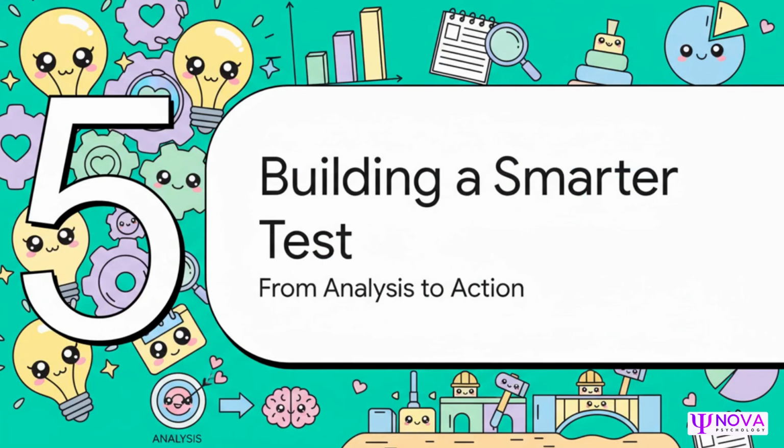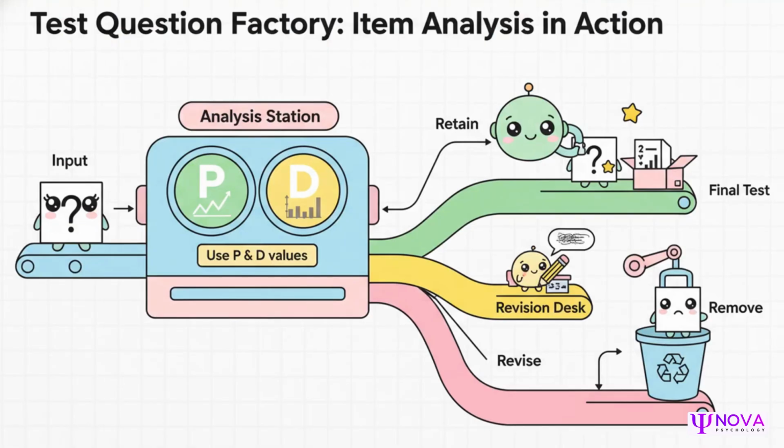So let's wrap this all up. How do we take this cool analysis and turn it into real-world action? How do we actually build that smarter, fairer, more effective test we've been talking about? Ultimately, this whole process comes down to using P and D values together to make smart, data-driven decisions instead of just going with your gut. By looking at both numbers, you have a clear, objective reason to keep an item, revise it, or get rid of it. You're no longer guessing. You're engineering a better assessment based on evidence.